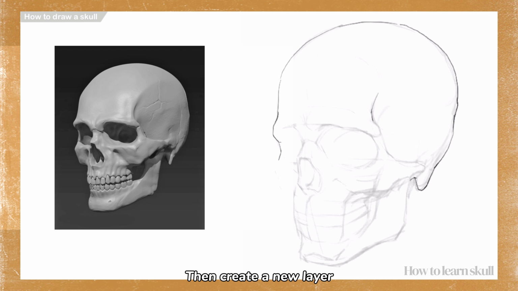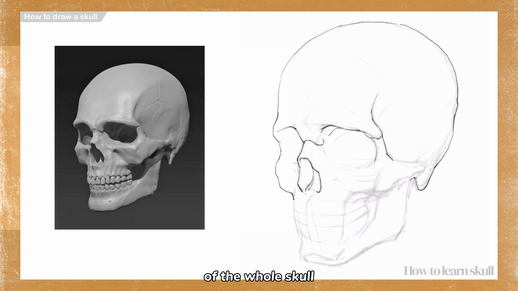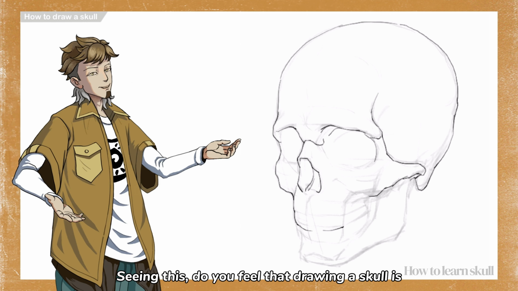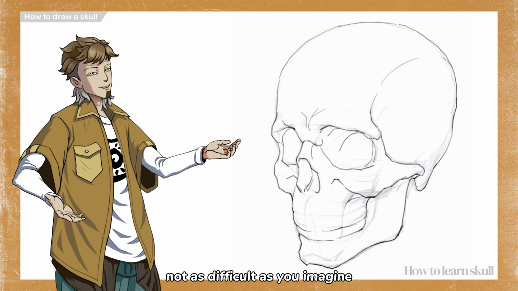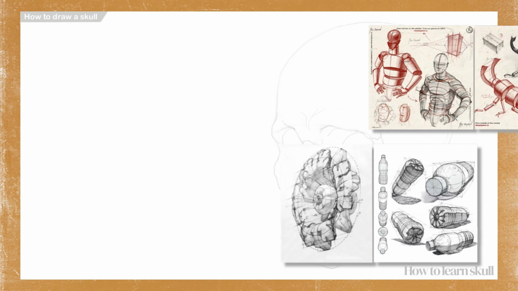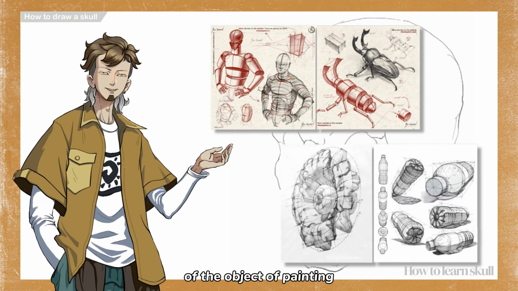Then create a new layer and use clear lines to outline the outline and structure of the whole skull. Seeing this, do you feel that drawing a skull is not as difficult as you imagine? In all paintings, as long as we understand the structure of the object of painting, no matter how complicated it looks, we can easily control it.